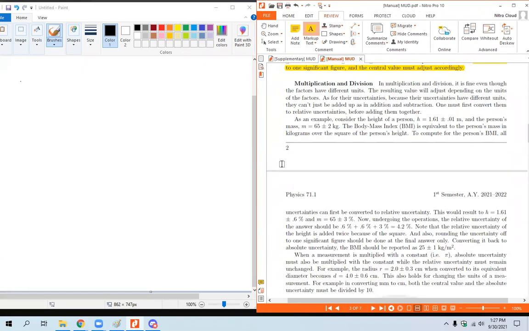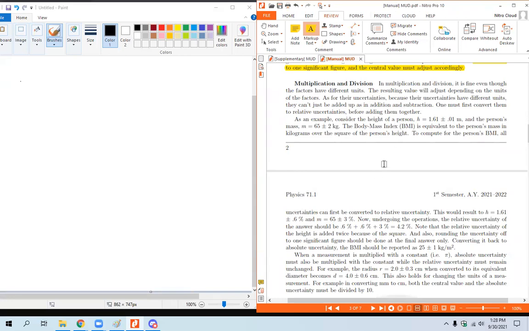So next, multiplication and division. So this is a little more complicated kasi you can absolutely multiply two different quantities to each other or divide them. For example, yun nga, momentum is mass times velocity. Speed is distance divided by time. Yung mga ganong cases na. So pwede na tayong mag-operate on different quantities.